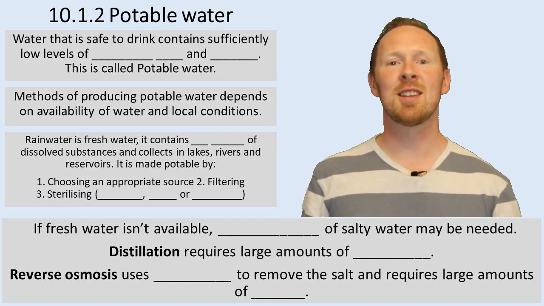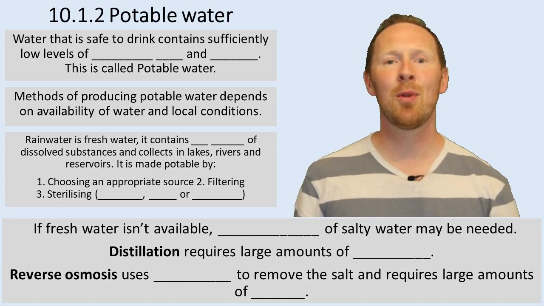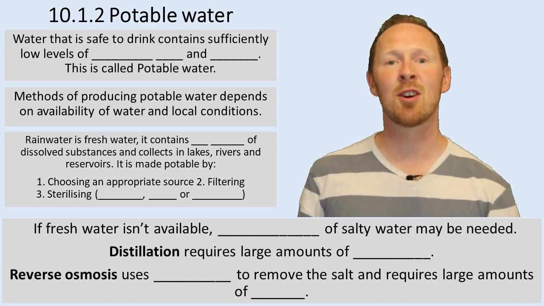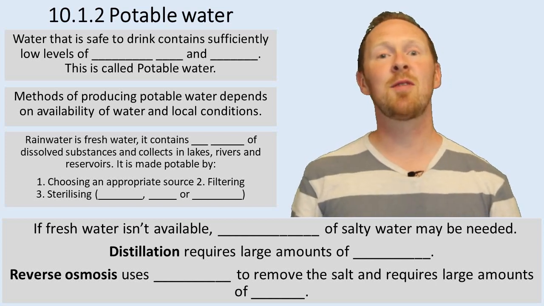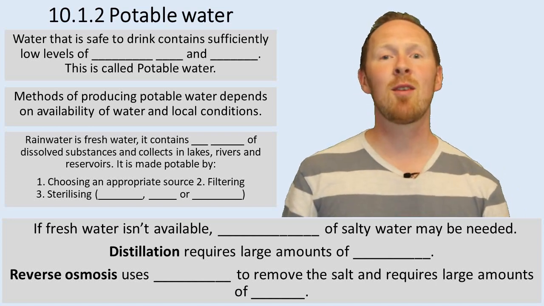The process goes like this. There are three steps to it. First of all, choose a suitable source, one that has low levels of substances already dissolved in it. Second is to filter it to remove any of the solid particles. And the third one is sterilise.